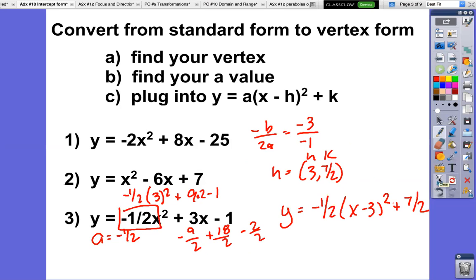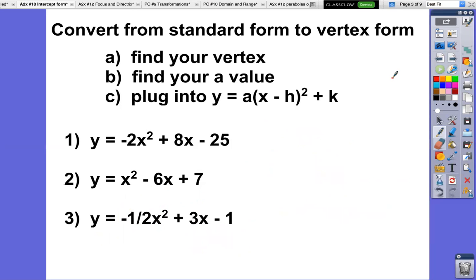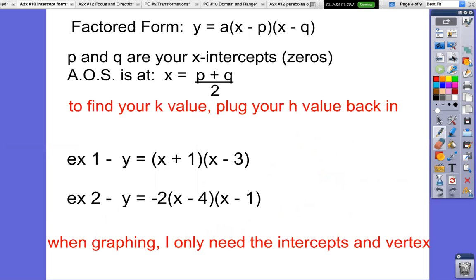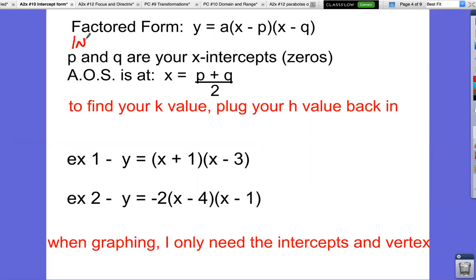All right, I know I've gone kind of quick. You can come back and watch this again, but I need to make sure we get to the last thing because we're moving on tomorrow. We have a third form. It is called factored form or intercept form. Write this down.